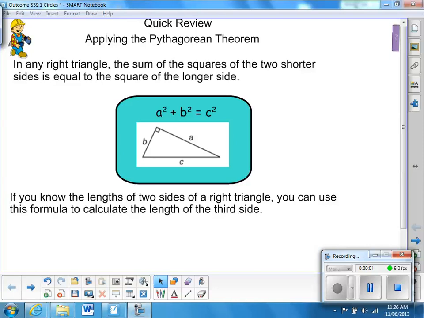We're going to work on outcome SS 9.1 on circles. But before we get into the unit, we want to do a quick review of Pythagoras' theorem.